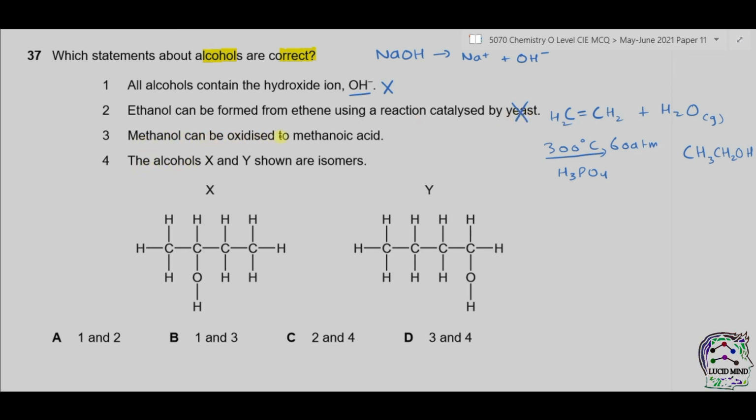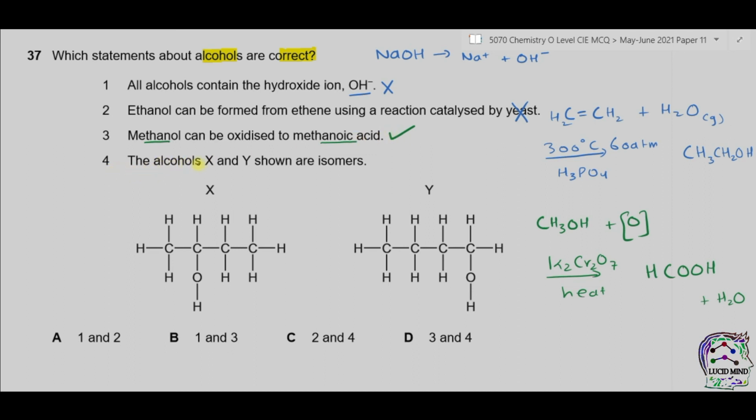Part 3. Methanol can be oxidized to methanoic acid. Methanol is an alcohol containing 1 carbon atom. Methanoic acid is a carboxylic acid consisting of 1 carbon atom. So as alcohol can be oxidized, we can write CH3OH. This is a 1 carbon alcohol which is methanol. It can be oxidized in the presence of potassium dichromate along with heat to form methanoic acid, which is HCOOH, along with water. So this is a true statement.